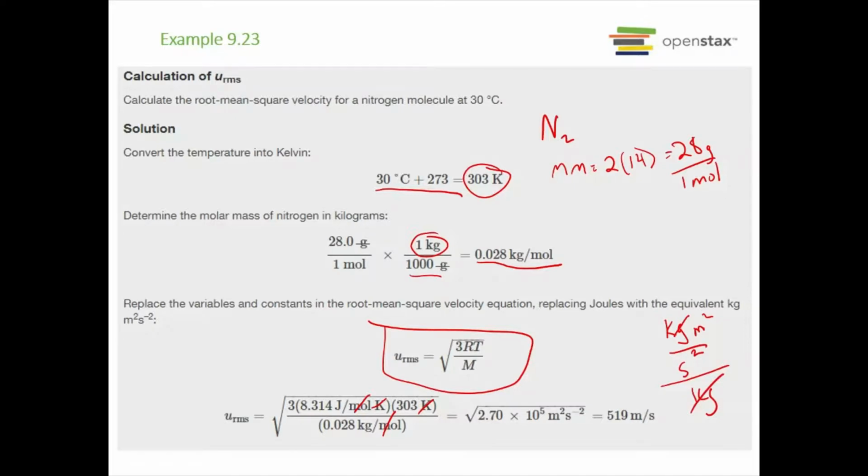So then we get the square root of 2.70 times 10 to the 5th meter squared per second squared. So when we take the square root of that, boom, that square on each of the meter and the second cancel out, and we get 519 meters per second. So that is the root mean square velocity for a nitrogen molecule.